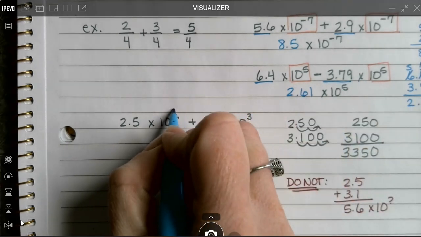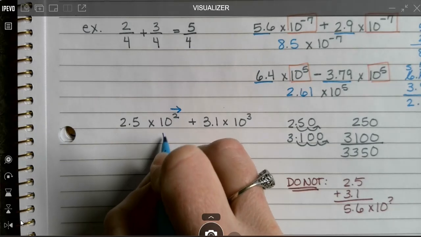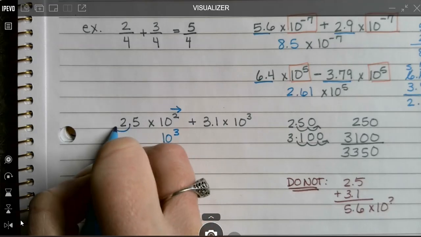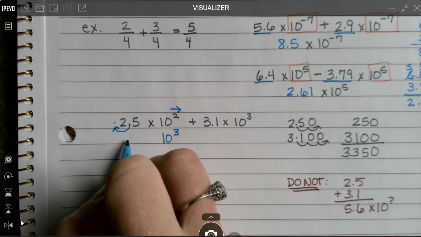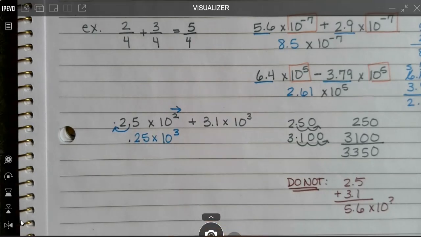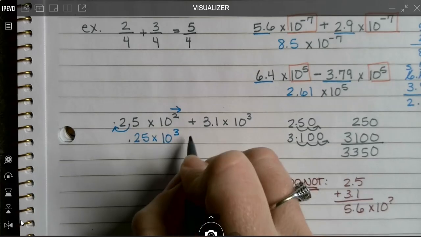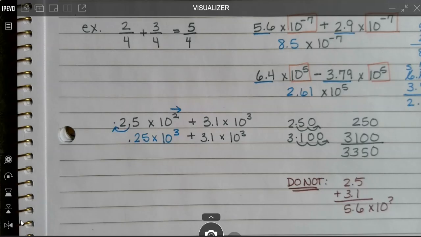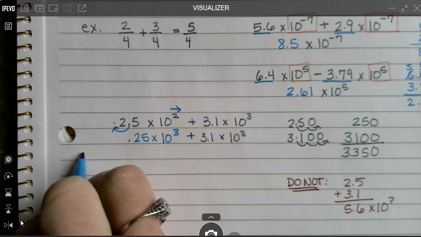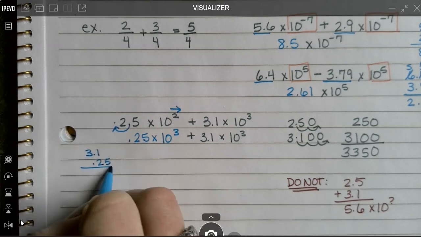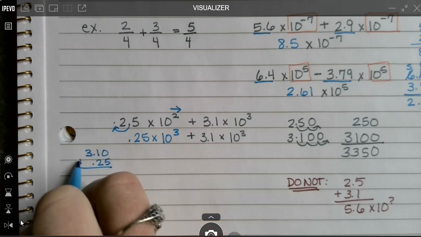So if I need to move my exponent on the number line one direction to the right, that means I'm going to have to move my decimal one place to the left. So I end up with 0.25 times 10 to the third. I don't have to do anything to this second number because it is already 10 to the third. Then I can just add up my numbers. So I have 3.1 and 0.25. Put in our 0 as a placeholder.